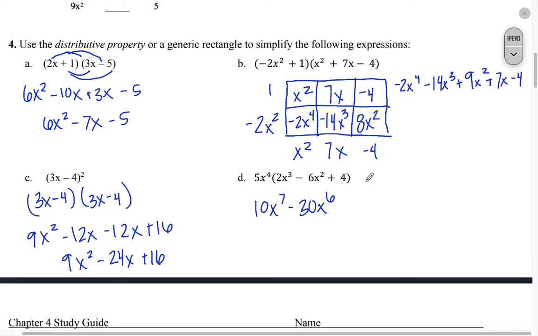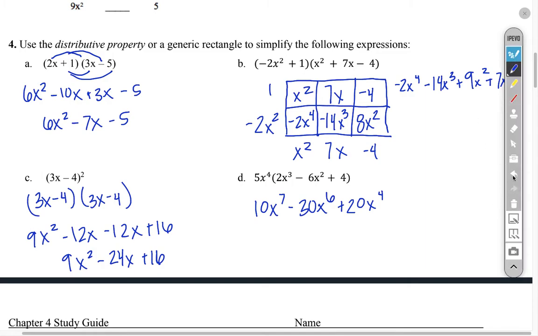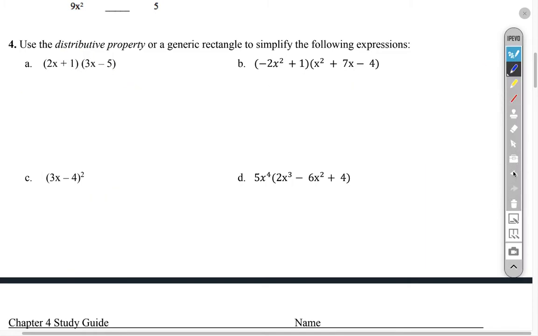Then 5x to the 4th power times 4, so we just do 5 times 4, and we have 20x to the 4th power, and that is our answer. Remember, feel free to pause this video at any time and rewatch anything you may not understand.